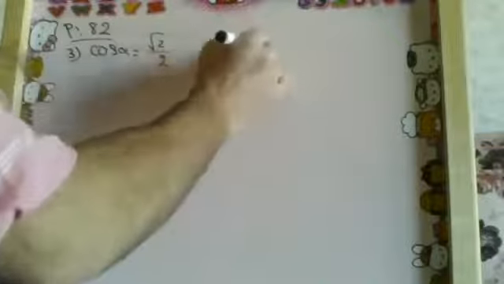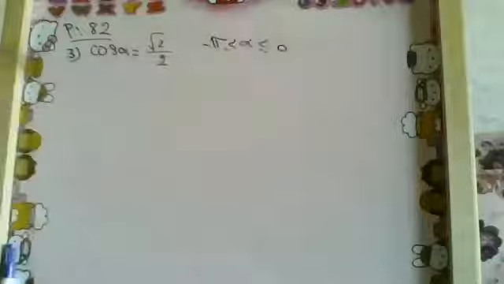We have cosine alpha equal to radical 2 over 2, where alpha is between negative pi and 0. Right, I would like to start.